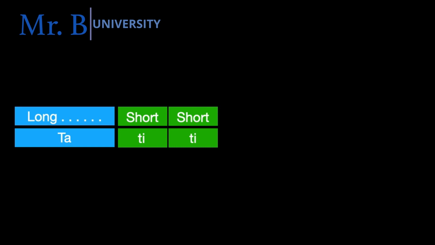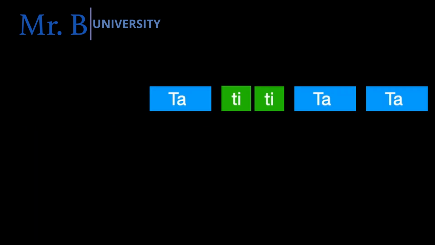Ta, ti, ti. Ta, ti, ti. Try it with me. Ready, go. Ta, ti, ti. Good. So we'll use the tas and tis, and get rid of the long and short. All right. Let's say this rhythm here. A little different from the last one. We have a ta, ti, ti, a ta, and another ta.